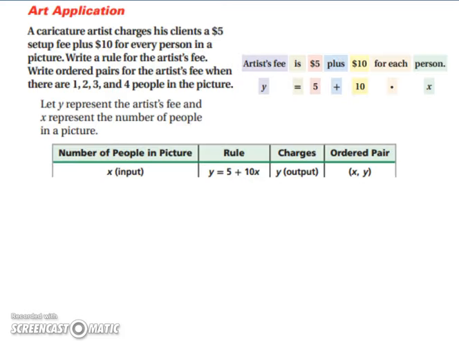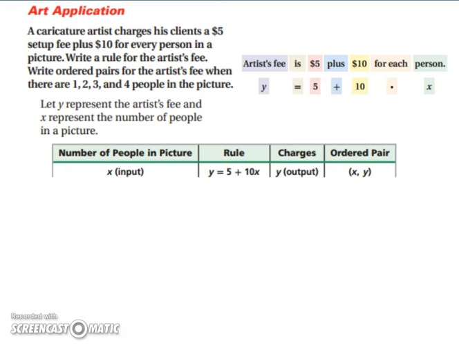Let's look at an art application. A caricature artist charges his clients a $5 setup fee, plus $10 for every person in a picture. Write a rule for the artist's fee. Write ordered pairs for the artist's fee when there are 1, 2, 3, and 4 people in the picture.